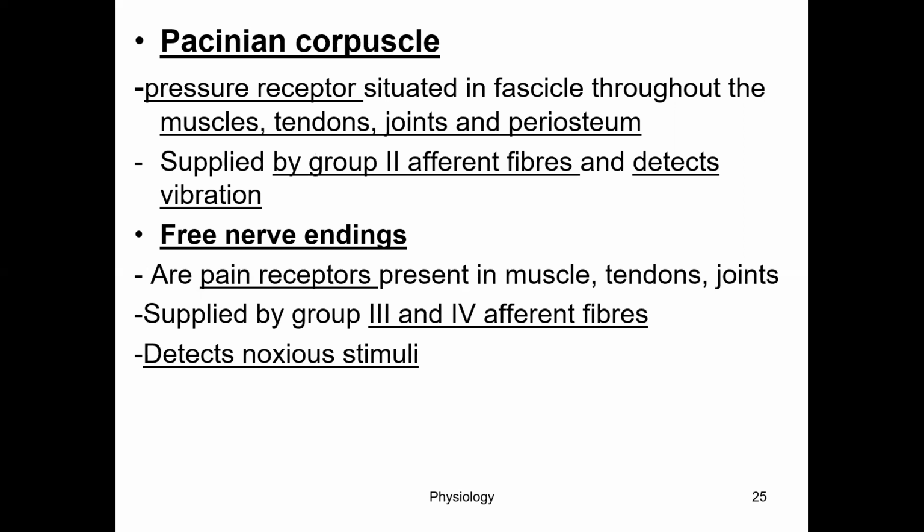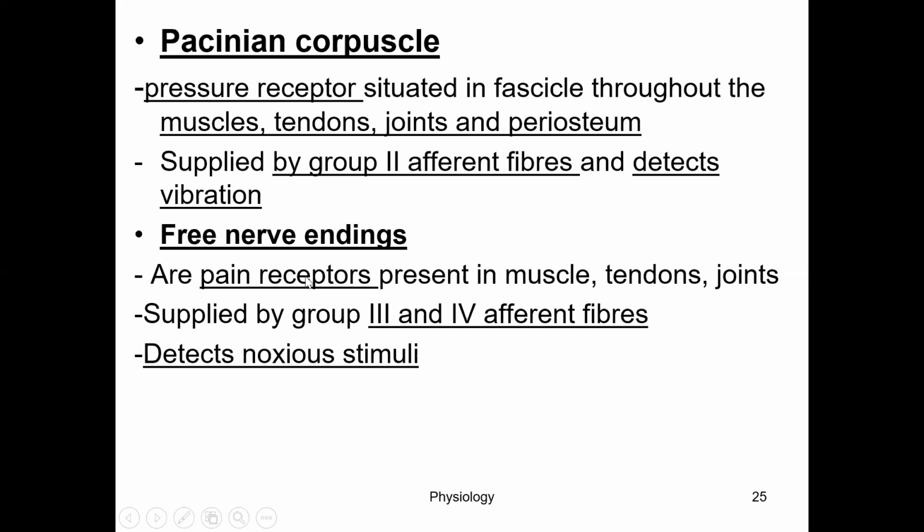Third is the Pacinian corpuscle. As you know, the Pacinian corpuscle detects pressure. It is a pressure receptor. It is situated in the group of fascicles. A group of muscle fibers is called one fascicle. In our skeletal muscle, there are a number of fascicles. It is supplied by group 2 afferent fibers and detects vibrations.